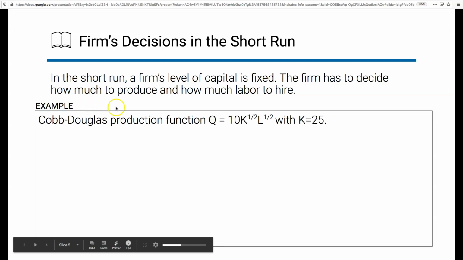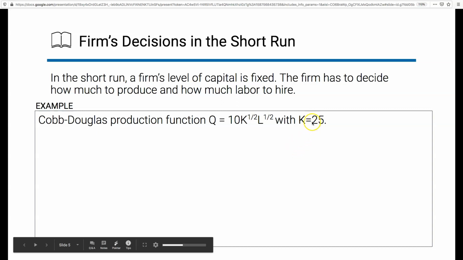a Cobb-Douglas production function. That is a production function in which the amount of capital and labor are multiplied by each other and they're taken to a particular exponent. And so in this story, output is 10 times square root of capital times square root of labor. And in the short run, the amount of capital is fixed as 25.